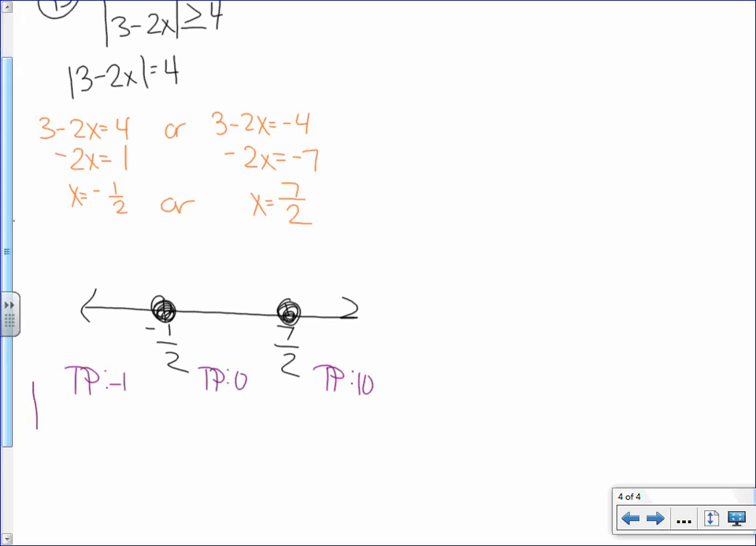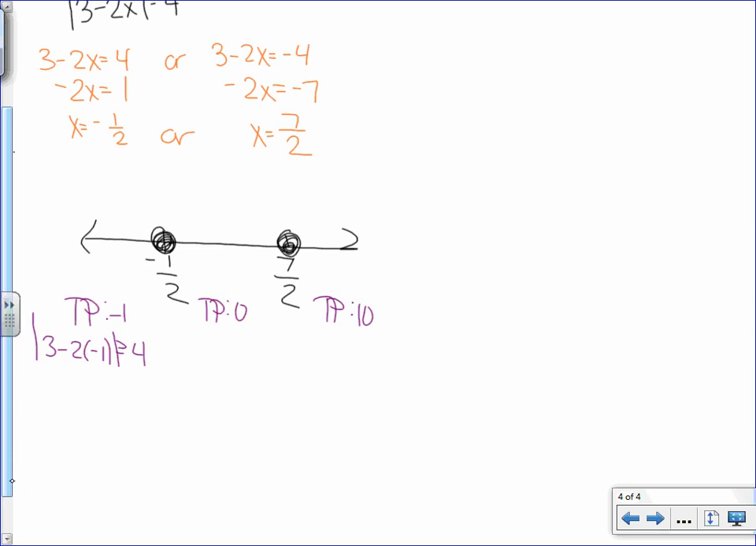So let's look. Test in the original. So that's going to be the absolute value of 3, a minus, that's going to become plus 2. Oops. Got ahead of myself. And that's going to be the absolute value of 5. The absolute value of 5 is 5, and that is greater than or equal to 4, so I am going to shade over here.